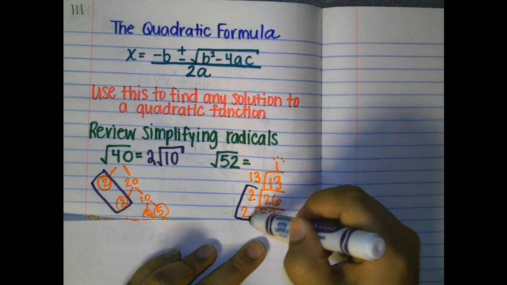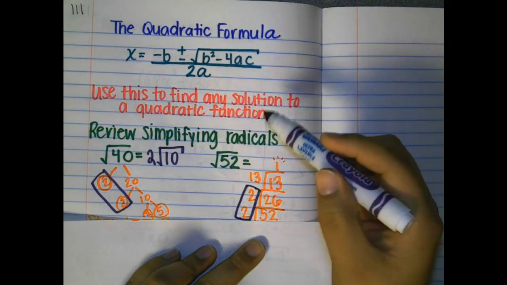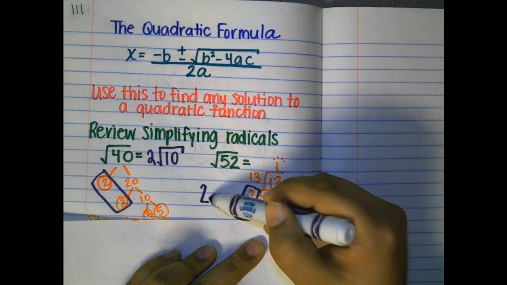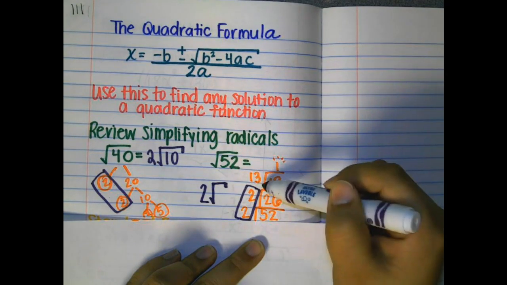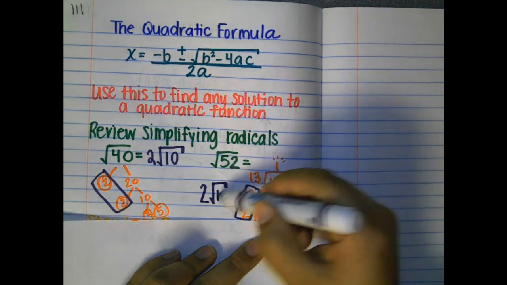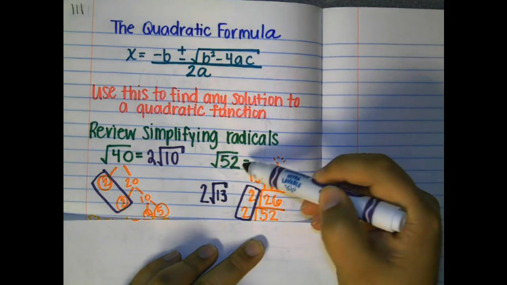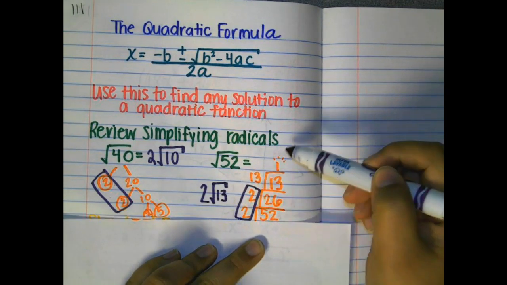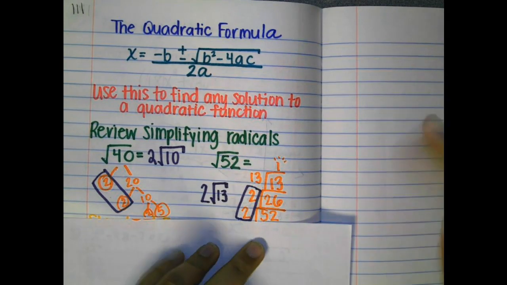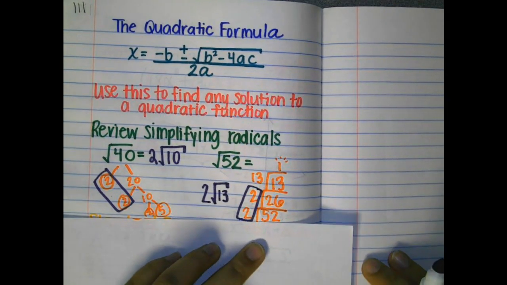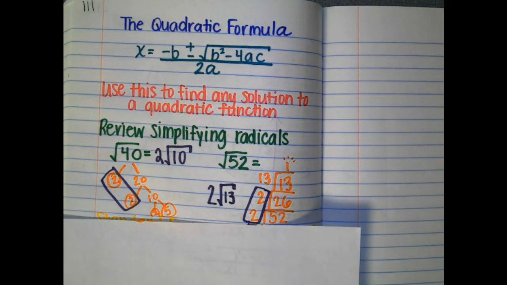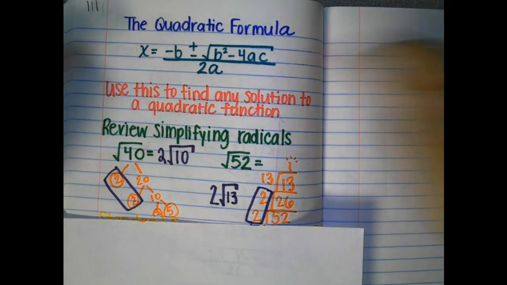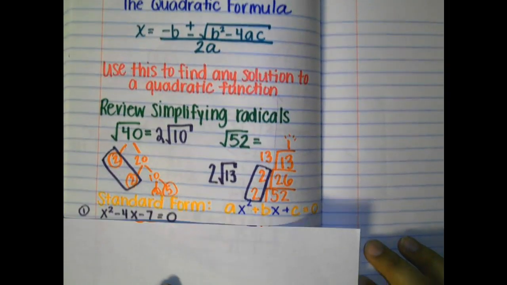I've got a pair of 2s. You write it on the outside of the square root. I'm going to write it here. And then on the inside is whatever's left over. So in this case, I have a 13 left over. So the square root of 52 would be the same as 2 times the square root of 13. This is just the short review of how to simplify radicals. You should have some notes in your notebook about it as well if you want to go back and see. You need to know how to simplify radicals to be able to successfully apply the quadratic formula.